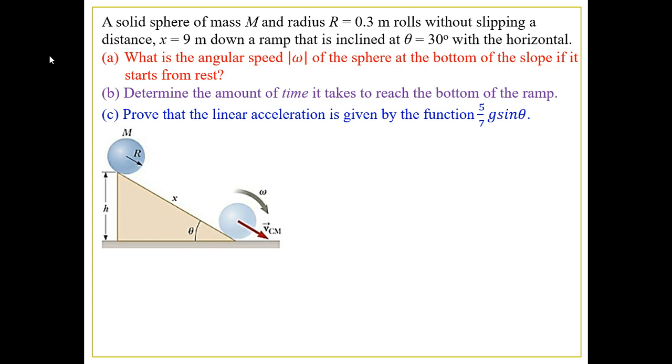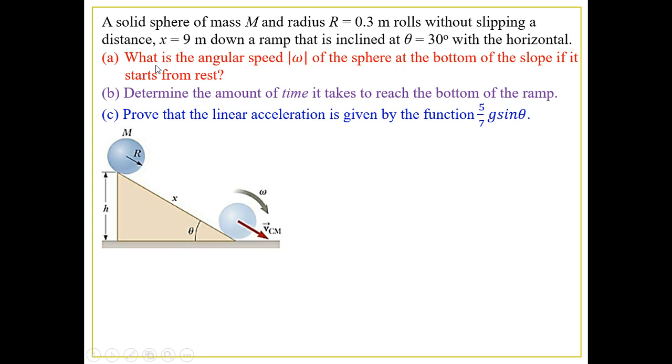All right, folks. So here is a solid sphere of some unknown mass of radius r = 0.3 meters. It is going to be rolling down the ramp without slipping. So aka it's going to be moving linearly and also spinning at the same time. The length of the ramp, which is given to us here in the statement, is 9 meters, and the angle of the ramp is 30 degrees.